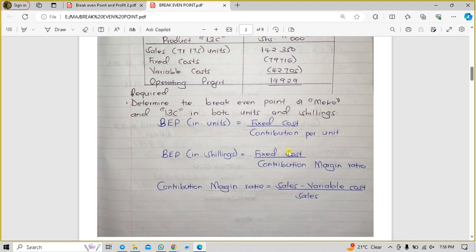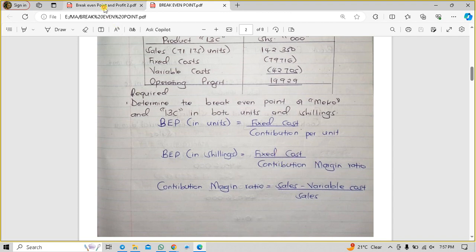We have this one, fixed cost over contribution margin ratio. How do you calculate contribution margin ratio? You take the sales minus the variable cost, divide by the sales. I think we can use this formula and see if we can get the same answer. So very fast, if you have a pen and a book, help us to calculate break-even point in shillings. So we are taking this formula, fixed cost over contribution margin ratio.